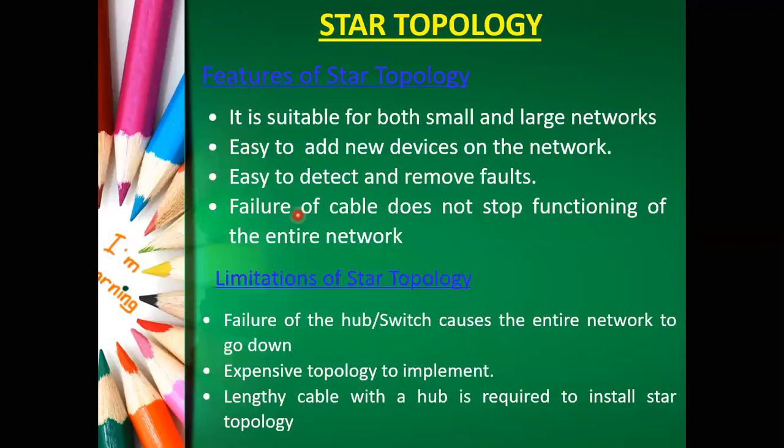If we talk about features of a star topology, as we say that bus is not suitable for large networks, but star topology is suitable for both small and large networks. In this type of topology, it is easy to add new devices and to remove the previous devices, or the faulty devices are easy to remove from the network. And it is easy to detect and remove faults, which is called troubleshooting.